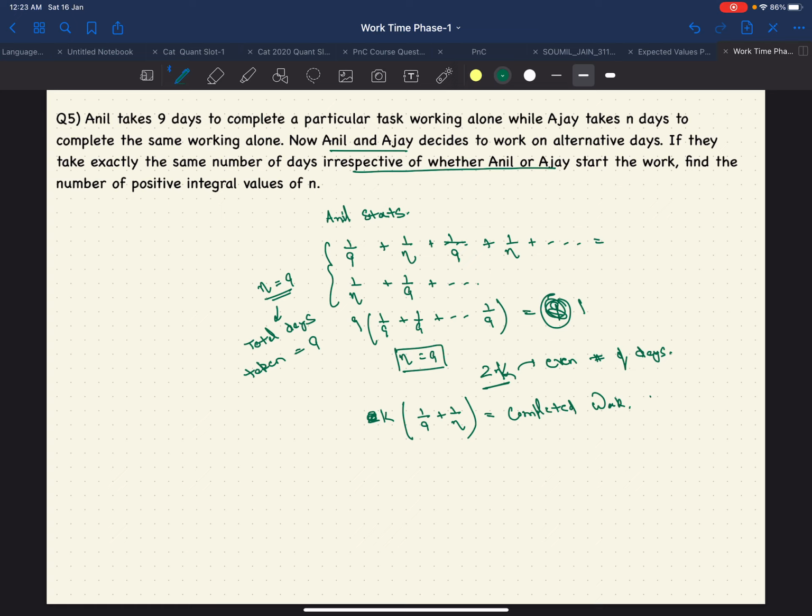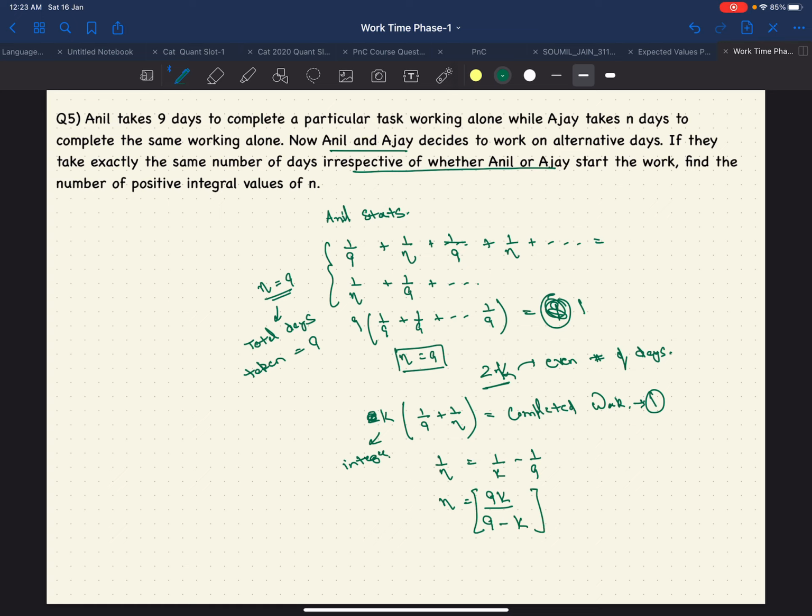So this is equal to 1 because total work is 1. Okay, now total work is 1. So let's write n in terms of k here. We know k has to be an integer. So therefore 1 upon n is 1 upon k minus 1 upon 9, and n is 9k upon 9 minus k.